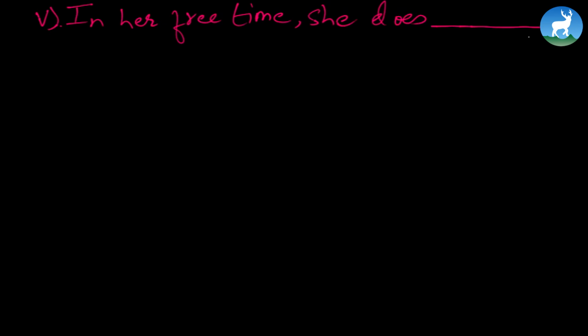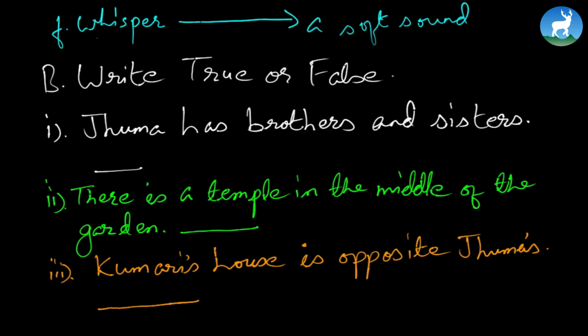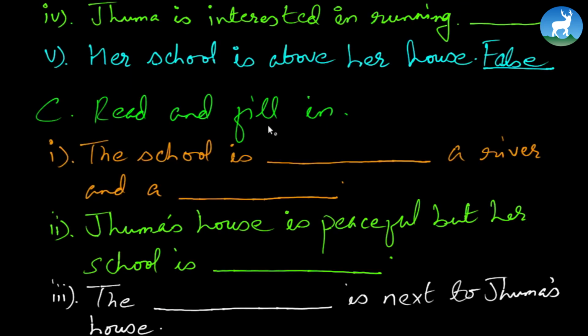We move further. Number 5, in her free time, she does blank. Remember, free time is spare time, right? To do this, you really have to read the passages. If I'm to do number 1, let's say, the school is, in the passage you'll find it's written, the school is between a river and a bus stop. Please read the passage again and again to fill in these blanks with the correct word. This is how you do it.